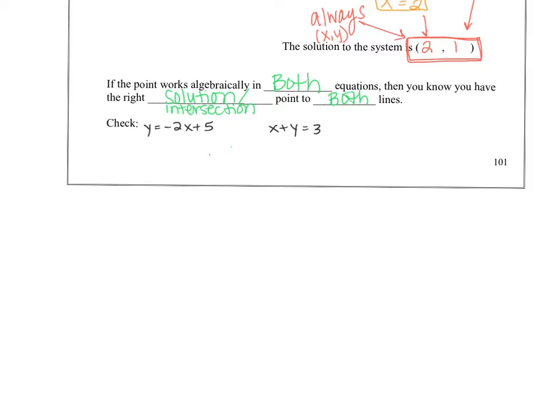So does the point (2, 1) work? Does 1 equal negative 2 times 2 plus 5? Because you plugged in x, you plugged in y. So 1 equals negative 4 plus 5, which is in fact true. Then you go over here, you plug in x is 2, y is 1, 2 plus 1 equals 3, and yes, it does. So if it works in both, then you know that you got the answer correct.